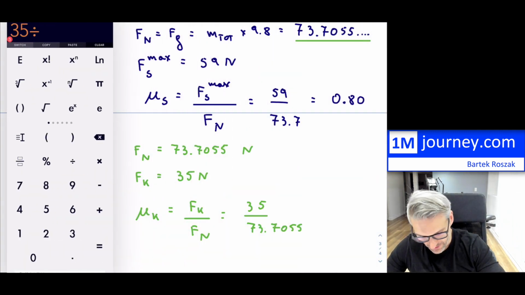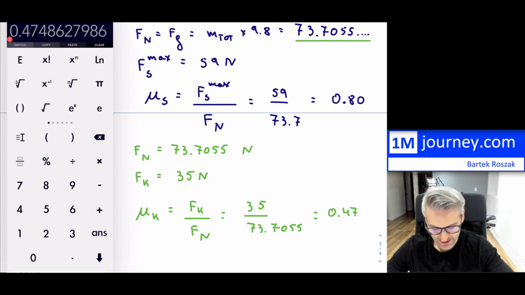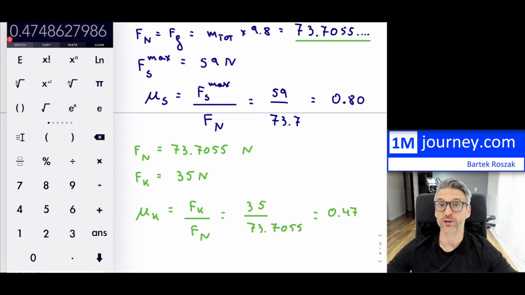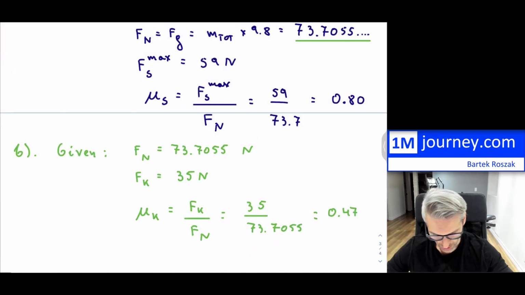So 35 divided by 73.70, and I'm going to keep this to 2 sig figs, so 0.47. Again, it's going to have no units because the newtons cancel off on both. So there you have it. That's part B.